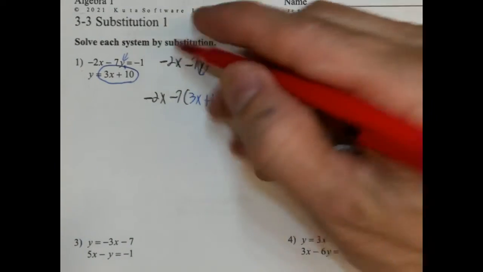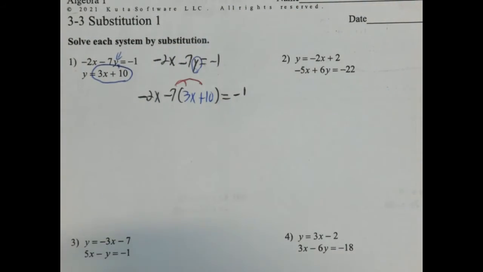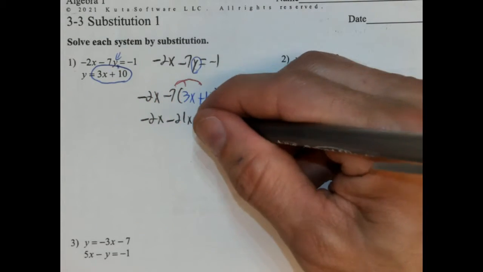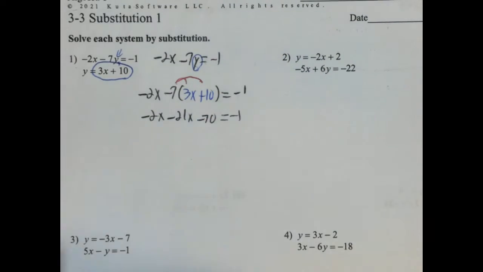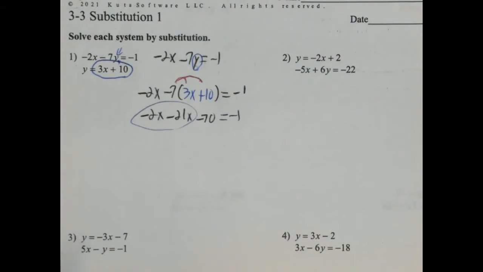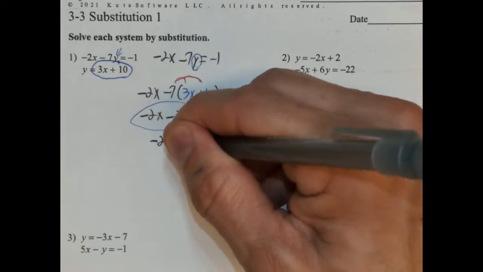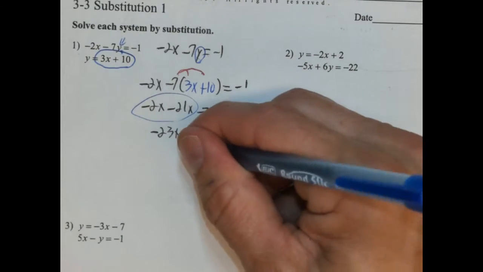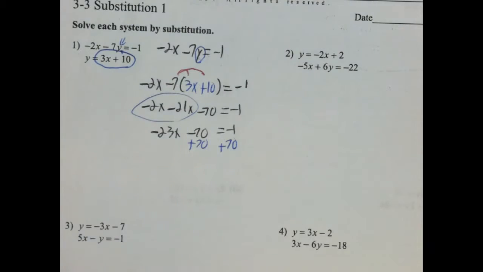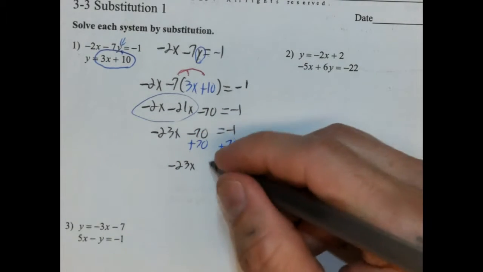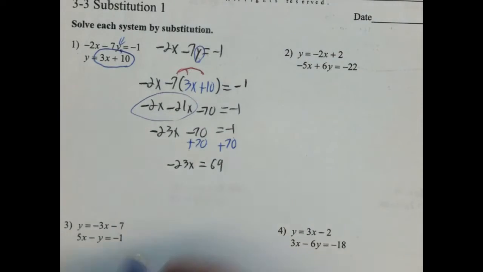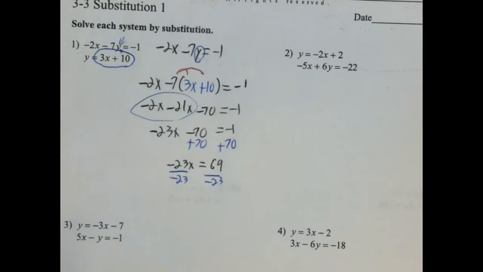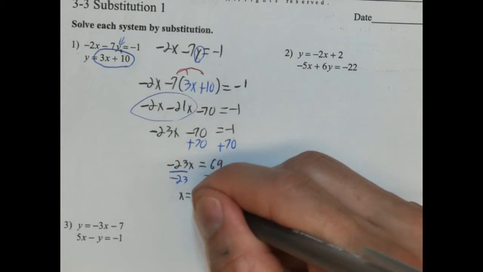So we're going to distribute this negative 7. So we have negative 2x minus 21x minus 70 equals negative 1. And we're just going to solve for x here, so we're going to combine those. So negative 23x minus 70 equals negative 1. Now we're going to get rid of our constants. We're going to add 70 to both sides. So we're going to have negative 23x equals 69. And we're going to divide both sides by negative 23, which is our coefficient. And that should equal negative 3. So we have our x value.